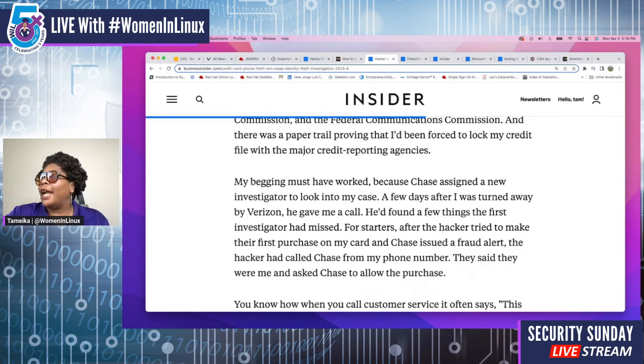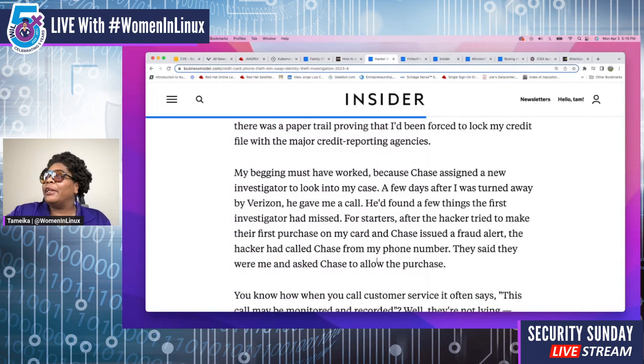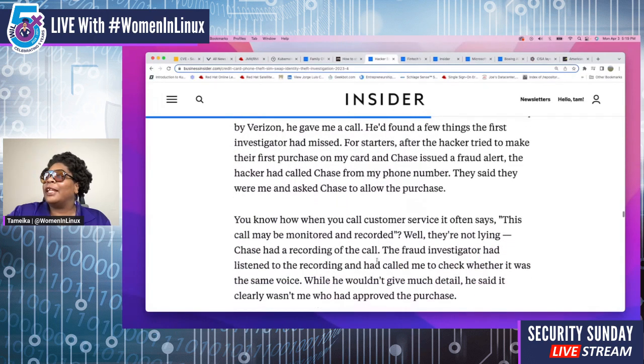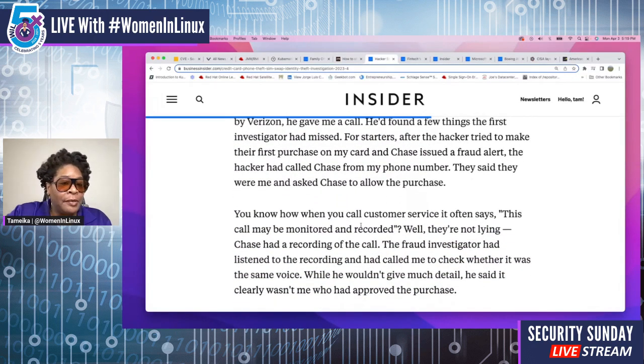A few days after I was turned away by Verizon, he gave me a call. He found a few things the first investigator had missed. For starters, after the hacker tried to make the first purchase on my card, Chase issued a fraud alert. The hacker called Chase from my phone number, said they were me, and asked to allow their purchases. I wonder if they knew all the security answers too.